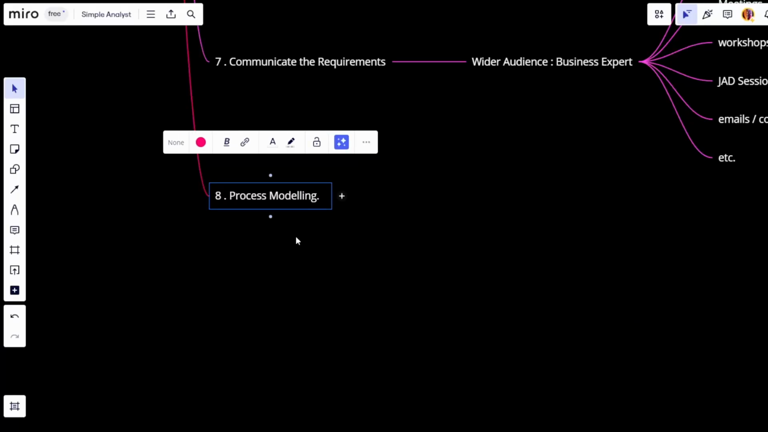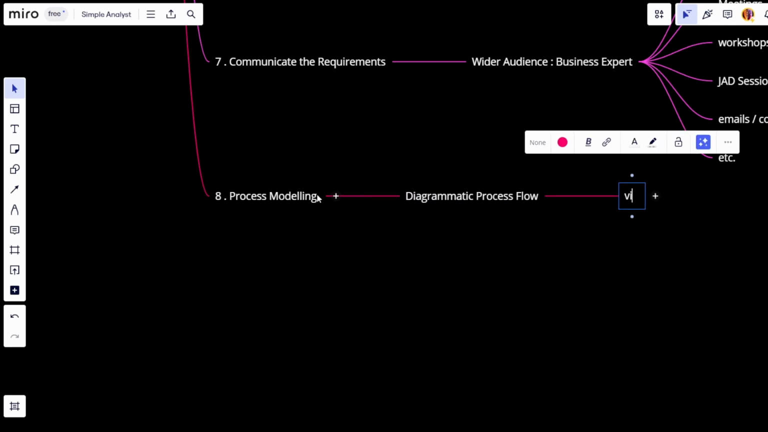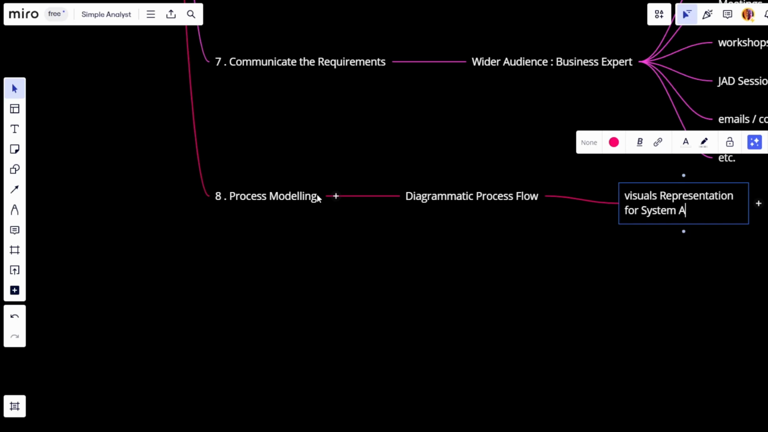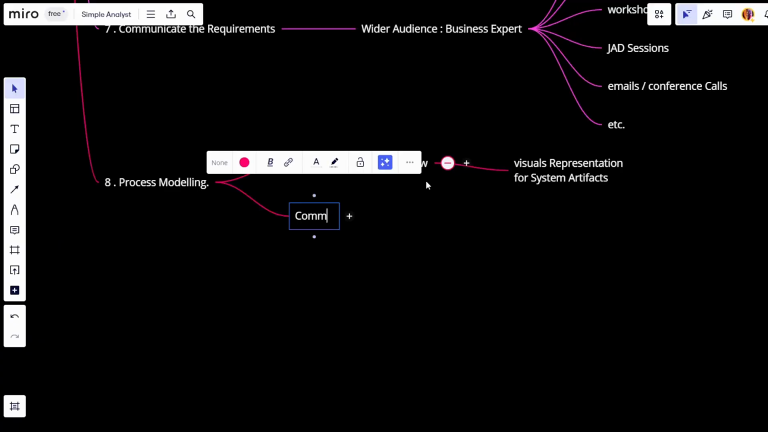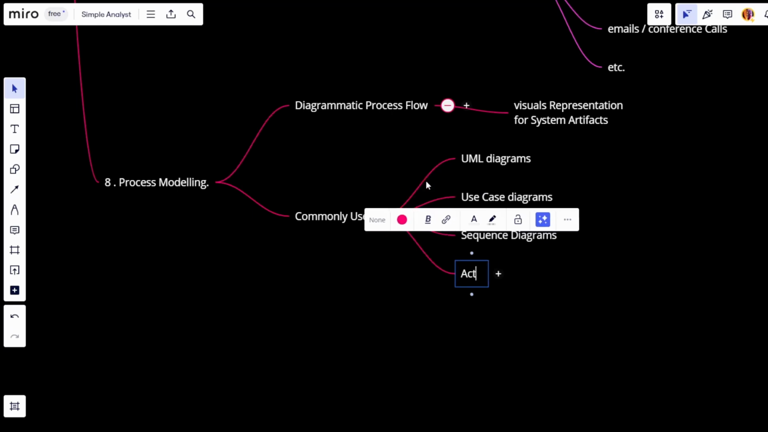8, process modeling. One way to enhance the documentation is to use diagrammatical process flows that serve as a visual representation of systems and artifacts. These diagrams promote effective communication and collaboration among all the parties involved. Commonly used UML diagrams include use case diagrams, sequence diagrams, and activity diagrams. There are many more out there, but these are the ones that are mainly BA focused.